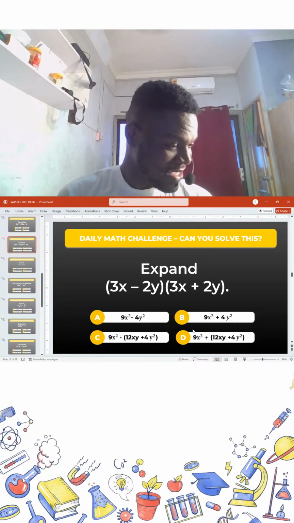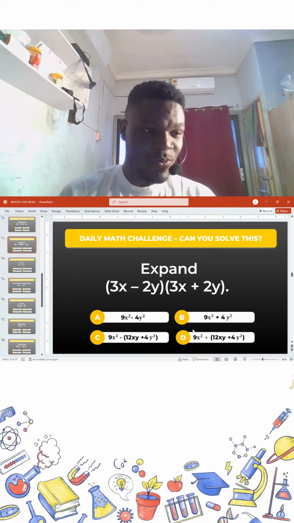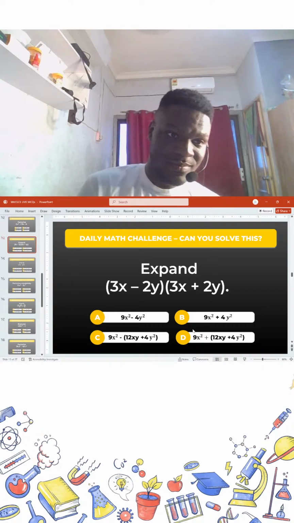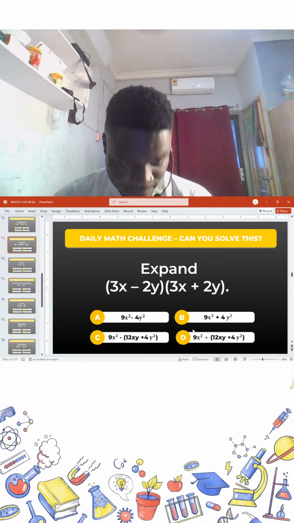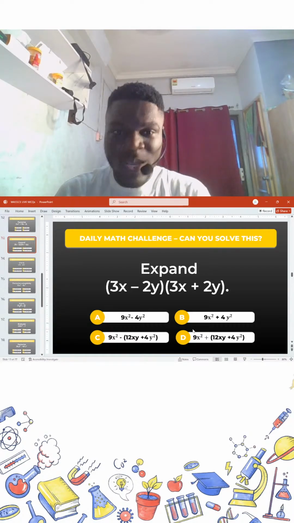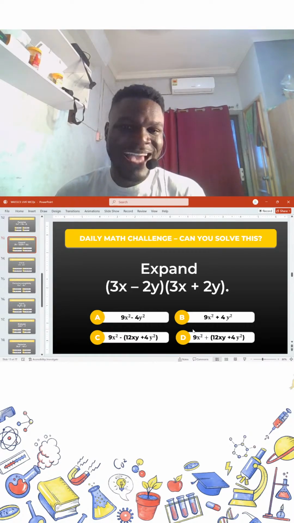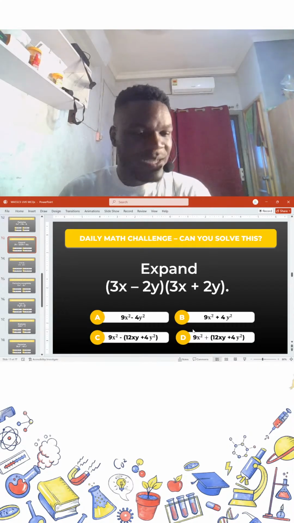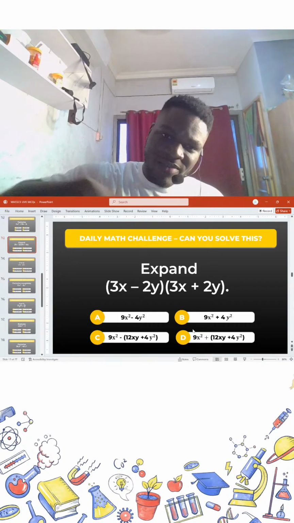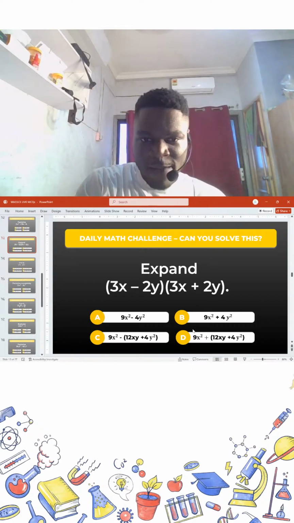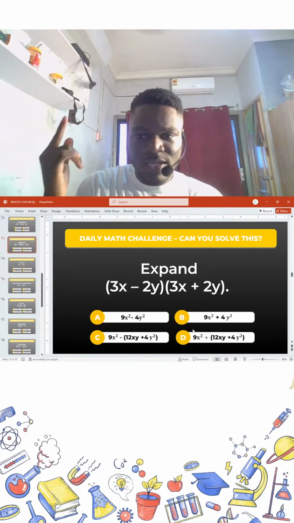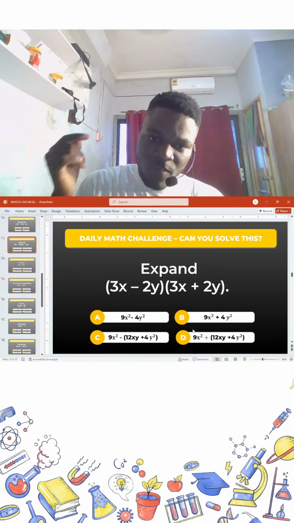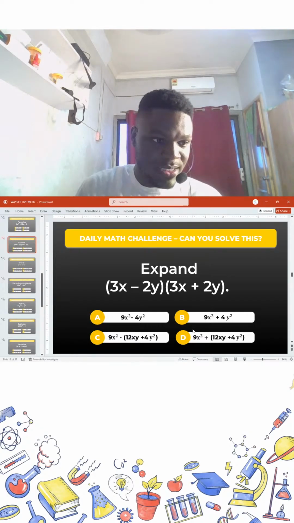That was nice. So guys, anyone with the answer? Okay, very good. So we have to expand the expression 3x minus 2y and then 3x plus 2y. We have to expand this particular expression. Now we have the possible answers. As you can see, we have option A, 9x squared minus 4y squared. We have option B, 9x squared plus 4y squared. And then we have option C and then option D as well.